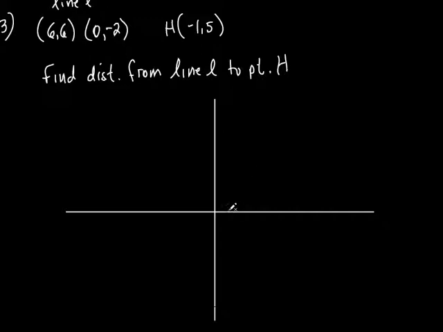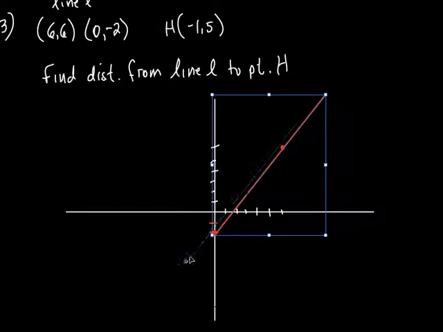Watch this. 6, 6. 1, 2, 3, 4, 5, 6. 1, 2, 3, 4, 5, 6. So let's make this in another color. That's 6, 6. And then 0, negative 2 would be about right there. Alright, connect them, make a line out of it, just so we can kind of see what's going on.